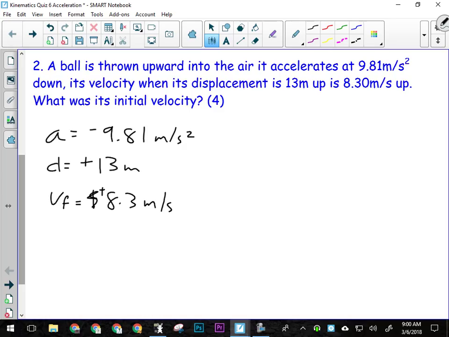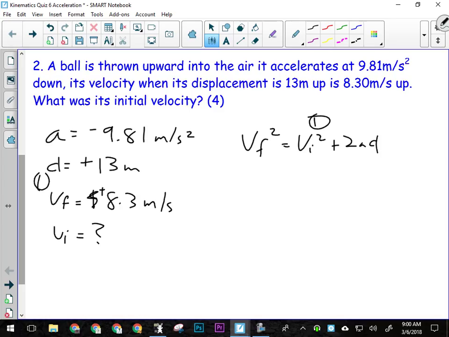All right, so we are looking for its initial velocity. 1 mark for their givens. Okay, the formula that can solve this for me in one step is VF squared equals VI squared plus 2AD. Give them 1 mark for that. Okay, so we have to manipulate for VI.